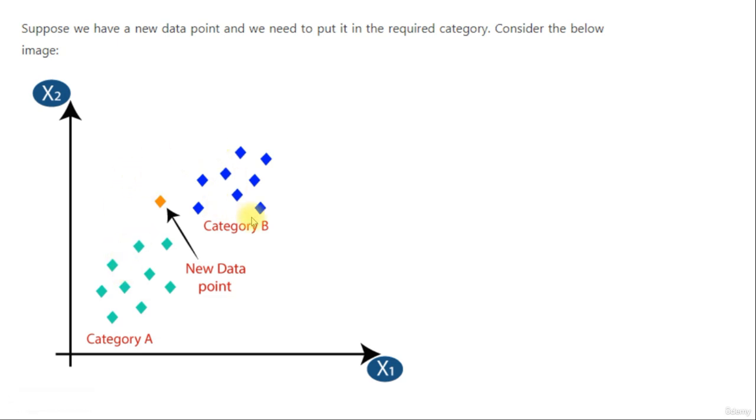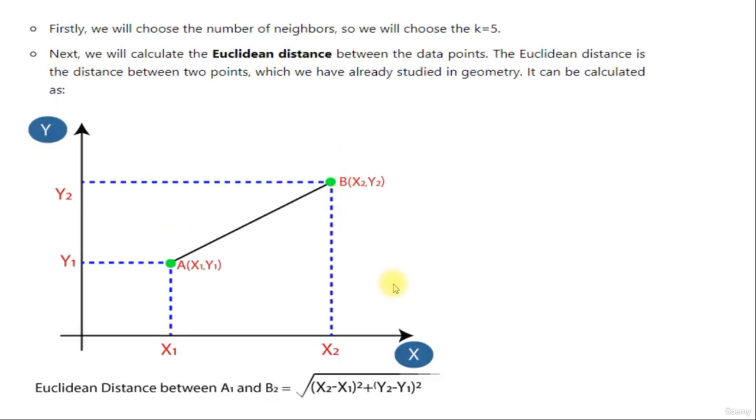So by using the majority vote, the majority stands for the dark blue category, so this new data point will be classified into the dark blue category. So this is how KNN works. Now this is the mathematical visualization for the same. Firstly, we'll choose the number of neighbors, and here let's say we choose k equal to 5.